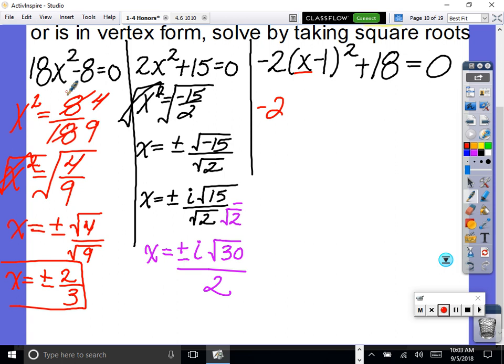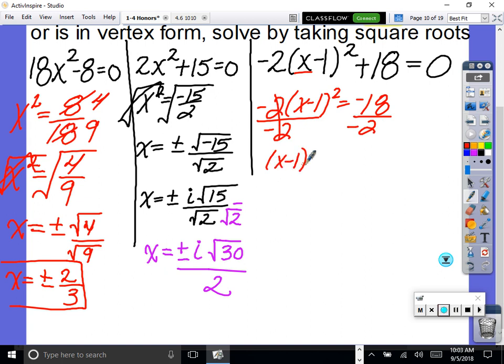So we have negative 2, x minus 1 squared equals negative 18. Then what? Yep, very important that we divide by negative 2 first. So we have x minus 1 squared equals 9, right? Now we'd have to undo the square with a square root. We just solved and we took a square root. We need the plus and minus right here. So x minus 1 equals plus and minus 3.